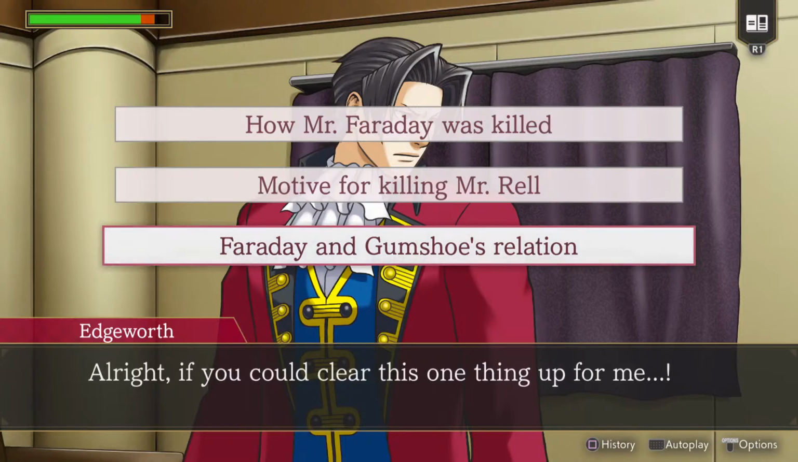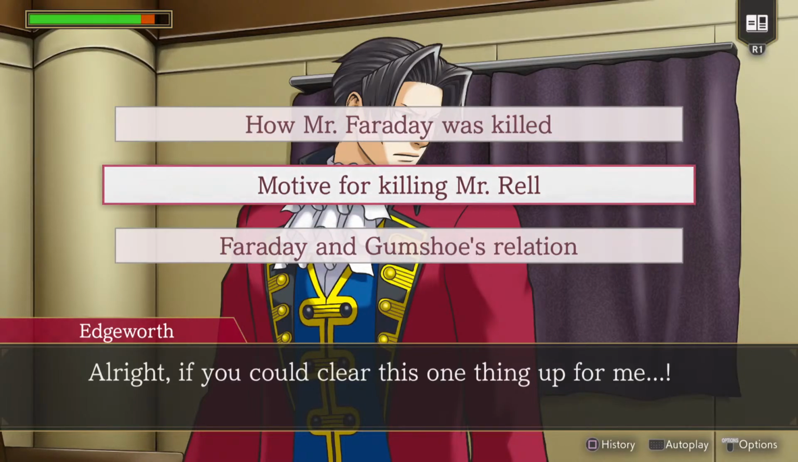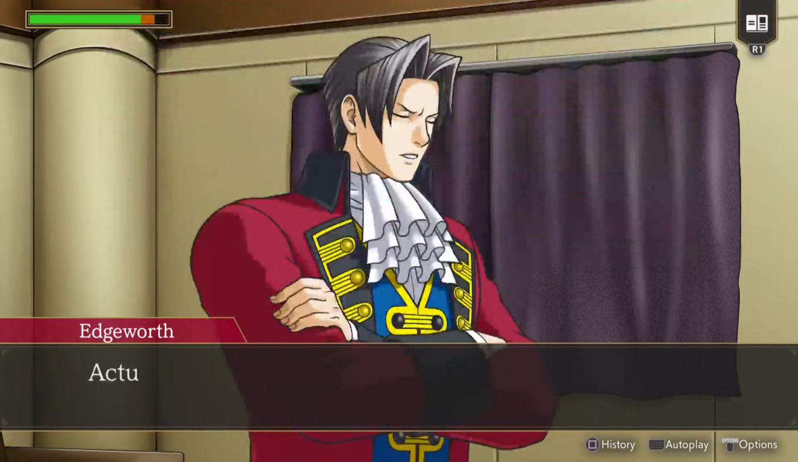Really? What did you want? I thought the motive for killing Mr. Rell... Well, he was just a pawn. And he was actually going to out Faraday as being the real, I guess that's the famous thief. So I think he's just a pawn. Okay, we'll go with Faraday and Gumshoe's relation first.